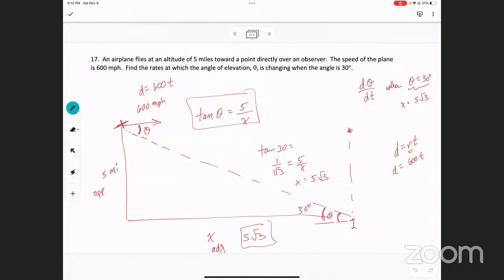An airplane flies at an altitude of 5 miles toward a point directly over an observer. The speed of the plane is 600 miles per hour. Find the rate at which the angle of elevation is changing when the angle is 30 degrees.